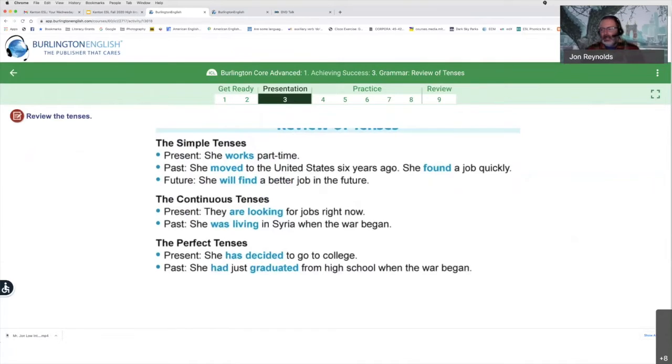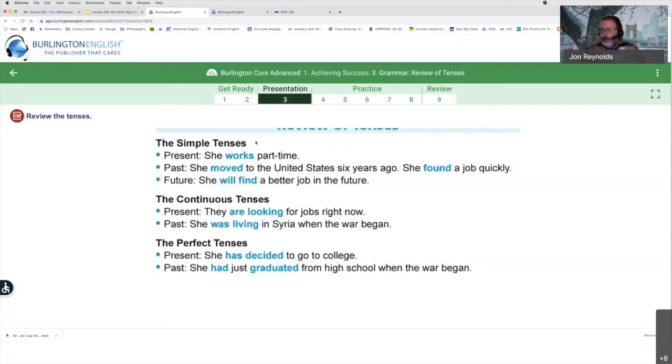Again, I kind of want to emphasize that they use simple, continuous, and perfect in the word tense. I often call them forms, because each form has a present or future or past use. So the truth is here, they're kind of specifically focusing on just, for example, in the simple forms there, they've got present tense, past tense, and future tense.